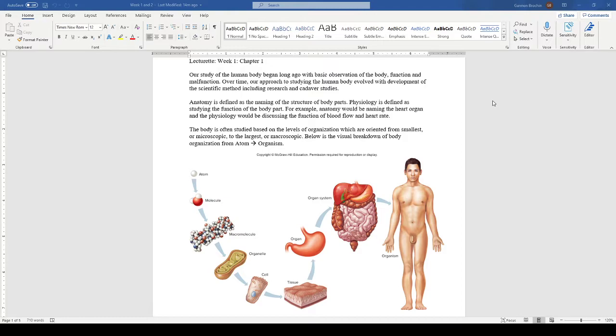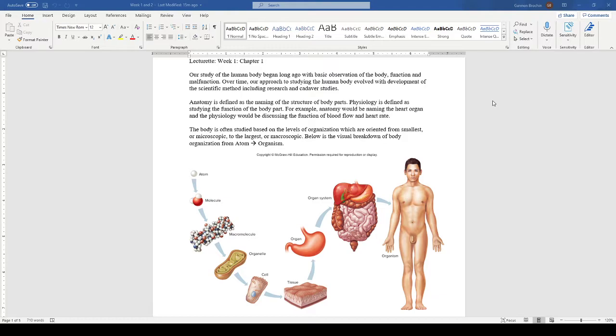So, a few things to start off with. This first week is kind of introducing you to some of the most simple concepts that we have in anatomy and physiology. And to start off with that, we're going to talk about what anatomy and physiology actually is. So, you can think of anatomy as the structure itself, okay? And physiology is what the structure does, how it does that, okay?